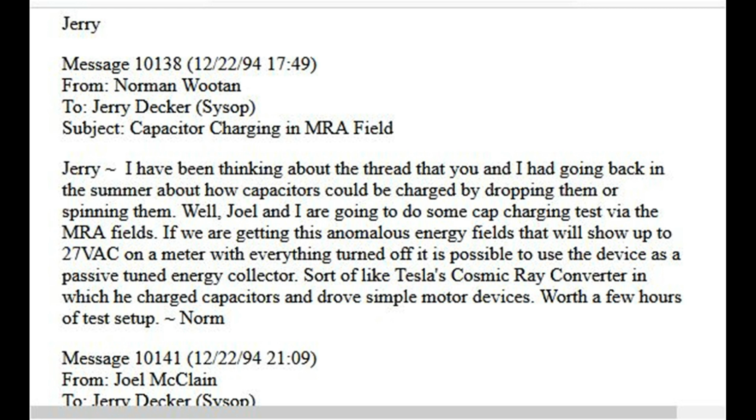Well, Joel and I are going to do some cap charging tests via the MRA fields. If we are getting these anomalous energy fields that will show up to 27 volts AC on a meter with everything turned off, it is possible to use the device as a passive tuned energy collector. Sort of like Tesla's cosmic ray converter, in which he charged capacitors and drove simple motor devices. Worth a few hours of test setup. Norm.